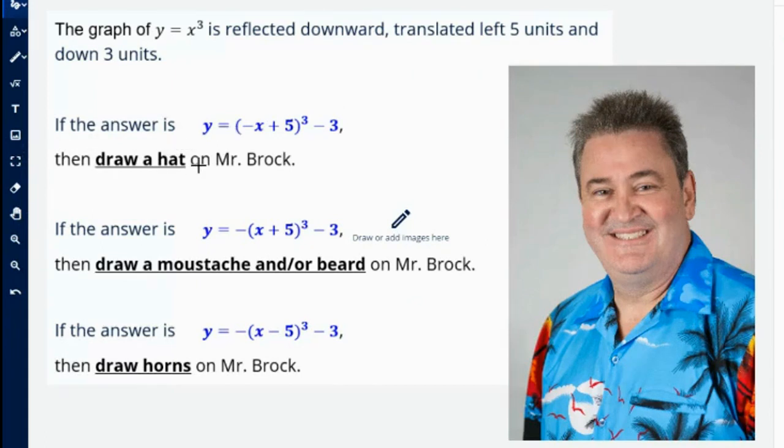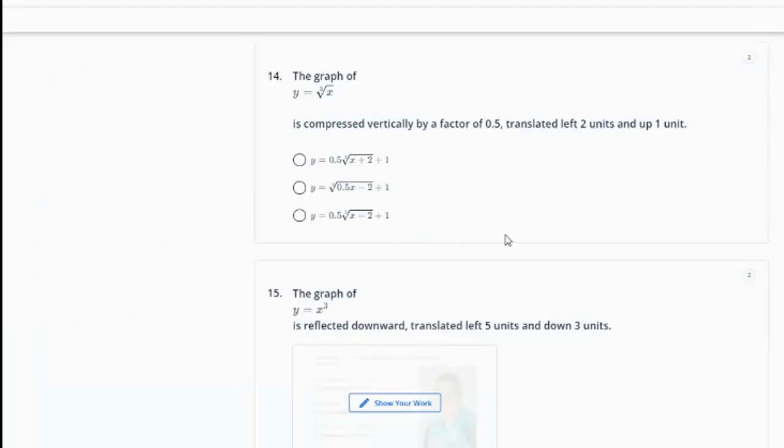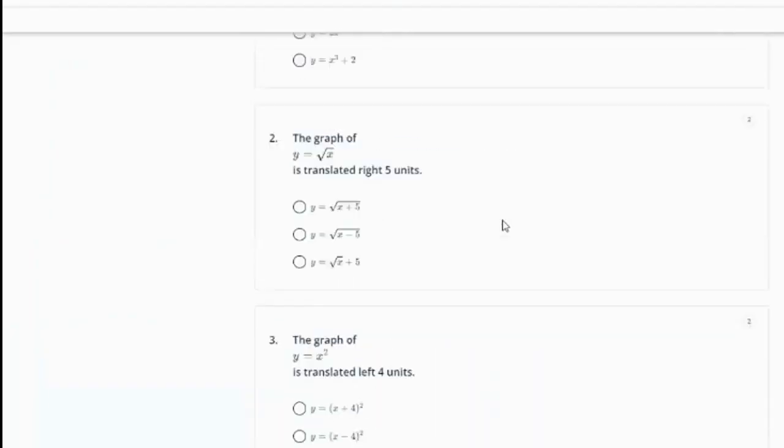then draw a hat on Mr. Brock. If the answer is the second one, then draw a mustache or beard. And if the answer is this last one, you draw horns on Mr. Brock. So I'll give you a little fun one to go on the last one there. It's still just multiple choice. Which one is it? Which one do you draw? But you have 15 questions.